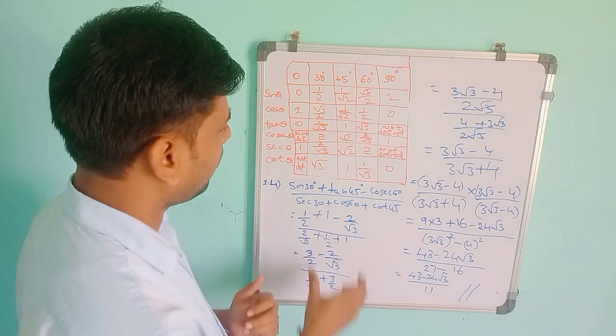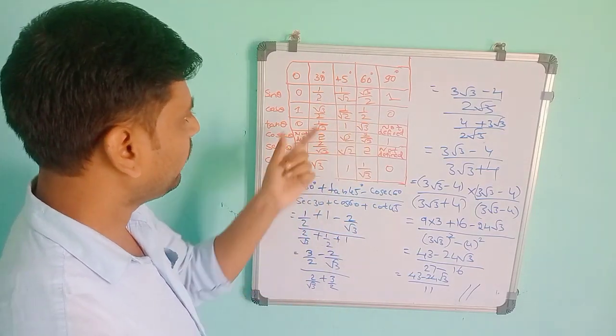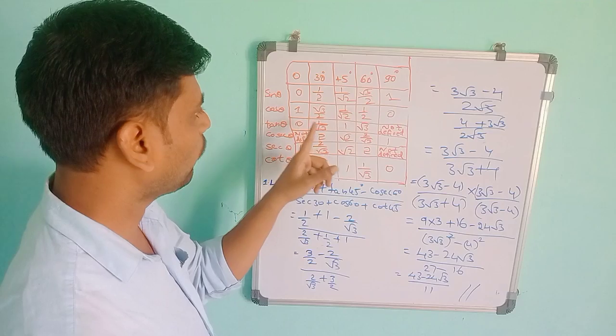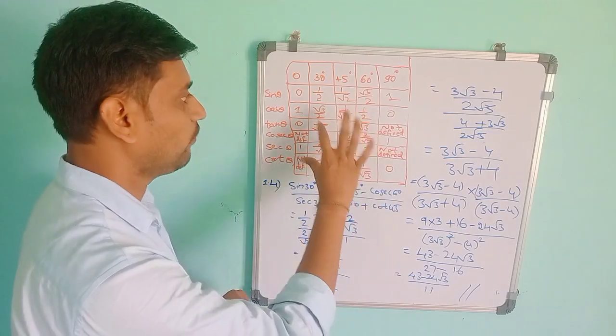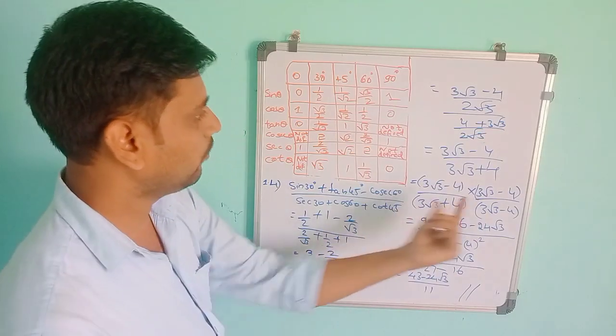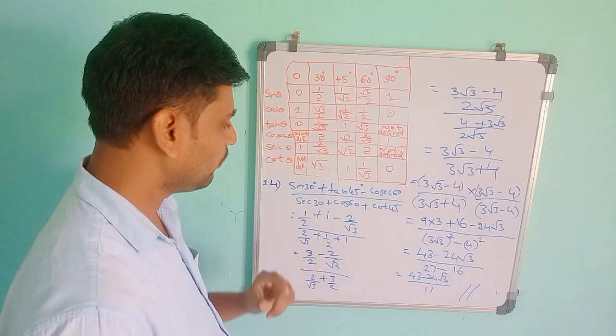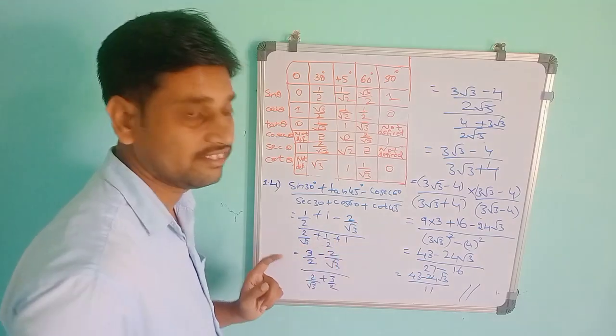When it is directly given in terms of 1 by 2 like that, it is easy. But when they use root, the values will be in terms of root 3, 1 by root 3, like that. Then you have to simplify like this. You only have to remember this rationalization. Before that, we have to put the values and then simplify with the help of LCM.